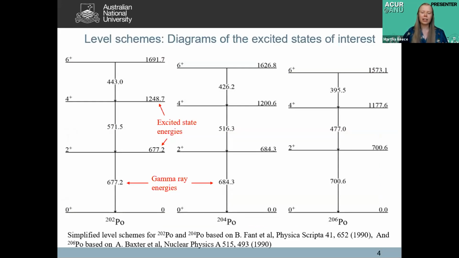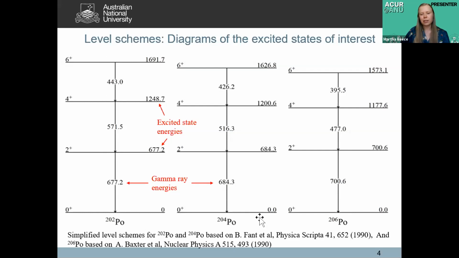So we can actually draw pictures called level schemes that tell us a bit about what's happening in the nucleus, because nuclei have different excited energy levels. And so each of these horizontal lines in these level schemes represents one of these excited states. So that might be a single particle excited state where one nucleon has extra energy, or it could be a collective state where all the nucleons are doing something with more energy.